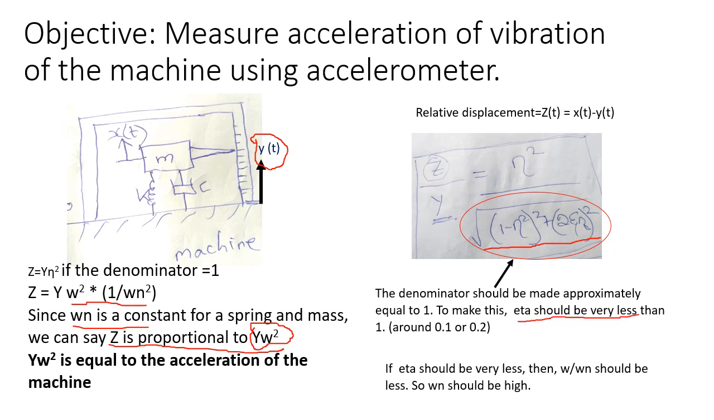When eta is very less, this denominator can be approximately equal to 1. So if eta is less, then omega by omega n should be less, so omega n would be higher. So in comparison to a vibrometer, an accelerometer will have higher natural frequency, and a vibrometer will have lower natural frequency. So that should be the design criteria.